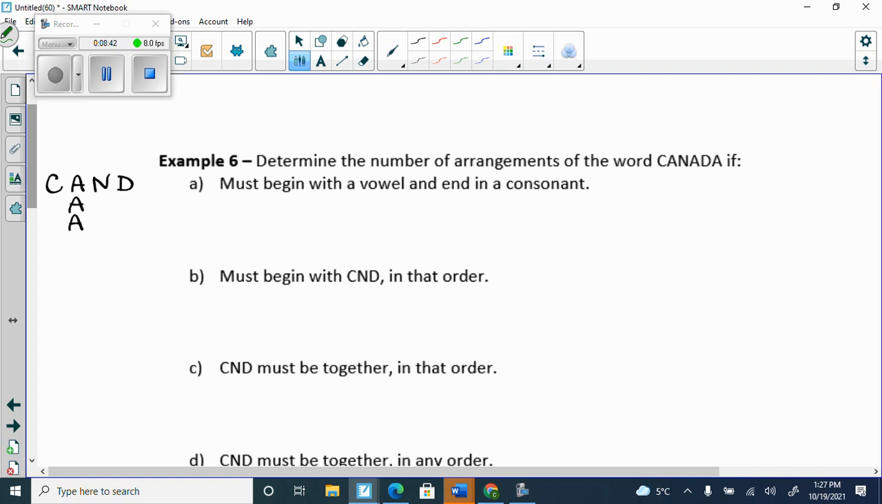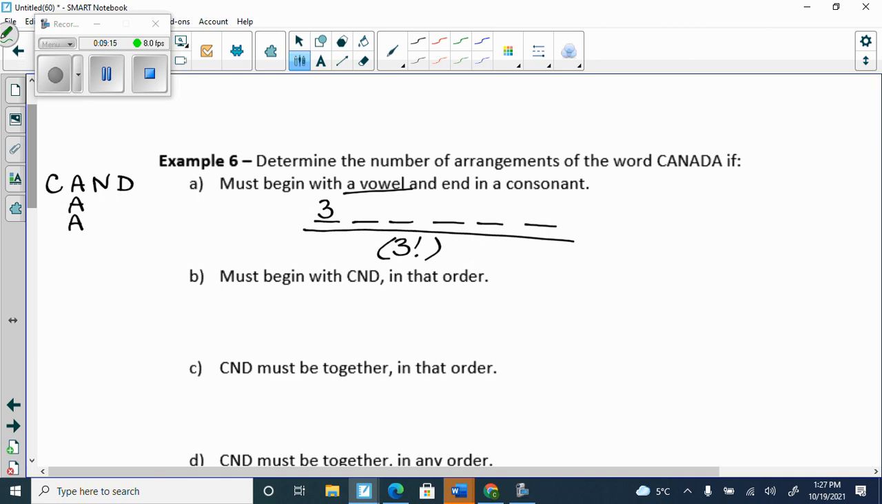A says, must begin with a vowel and end in a consonant. So I have 6 letters. 1, 2, 3, 4, 5, 6. Underneath, I'm going to divide by 3 factorial because I'm going to do that every single time. It must begin with a vowel. This is the catch. How many vowels are there? There are 3. Some people will tell me there's 1. It's A. No, remember that we treat them like they're different because the 3 factorial takes off all the situations where they're the same. So how many vowels are there? 3. A-A-A. So there's 3.